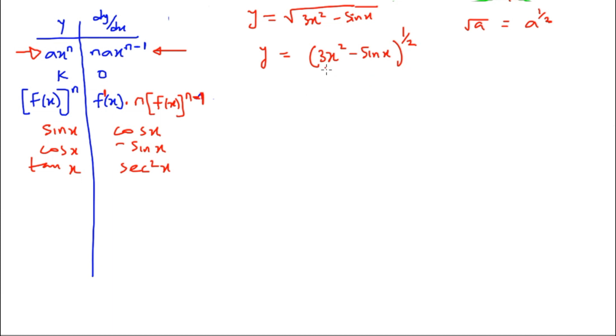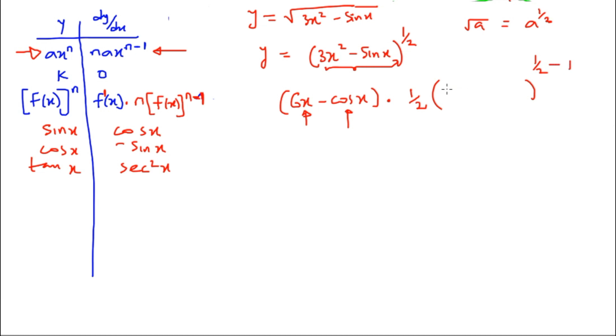So what do I need to do? I differentiate what is inside the bracket. If I do that, I should have 6x then minus cos x, because if I differentiate sine, I should have cos. So I just need to put a dot. I'm using a bracket because I have two functions separated by minus. Then I do the normal differentiation. That means half should come down, then I should have a bracket, then I should have half minus 1.